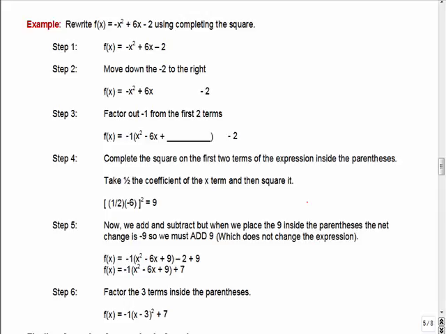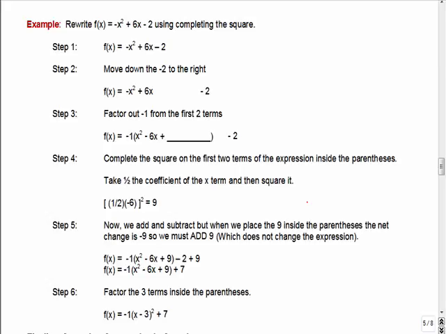Let's take a look at one more example. Let's rewrite f of x equals negative x squared plus 6x minus 2 using completing the square. Step 1, we'll start with the function f of x equals negative x squared plus 6x minus 2, and we'll move the negative 2 to the right.